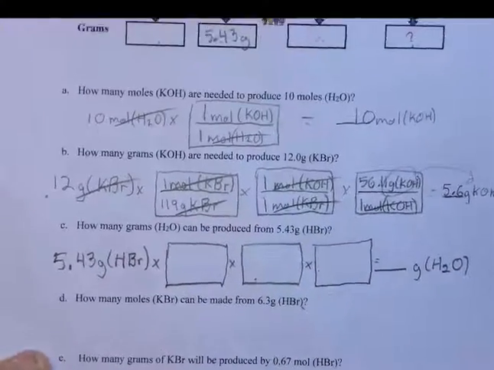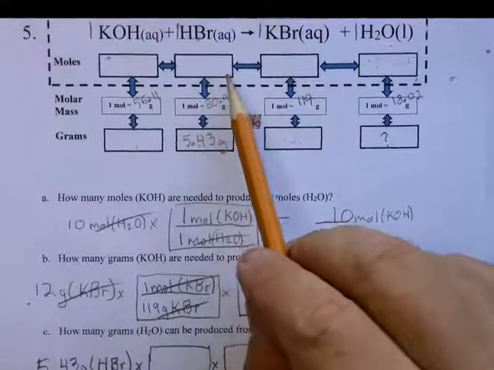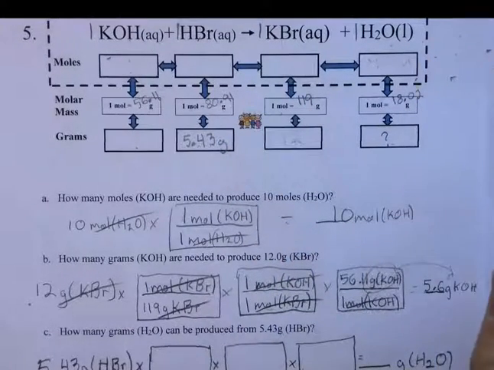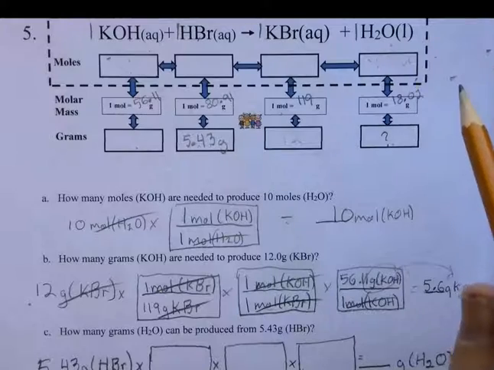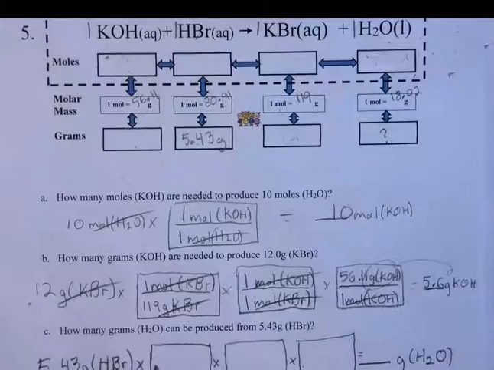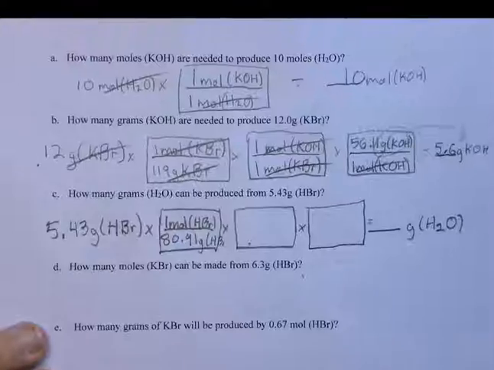Okay, so first we have to go from grams of HBr to moles of HBr, so it's 1 mole of HBr over 80.91 grams of HBr, or 80.91 grams of HBr over 1 mole of HBr. We need grams of HBr to cancel, so they have to go on the bottom. So it's 80.91 grams HBr, and it's a molar mass, so it's 1 mole of HBr. And there we go.